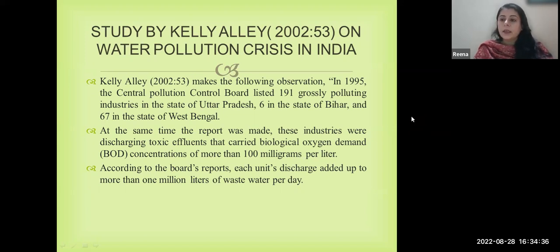and they give strength to our pollution control board and implementation agencies' manpower. Again, at the same time, when the report was made, these industries were discharging toxic pollutants. Each unit's discharge was added up, and it came out to more than 1 million liters of waste per day. So that was the cumulative impact of industry.